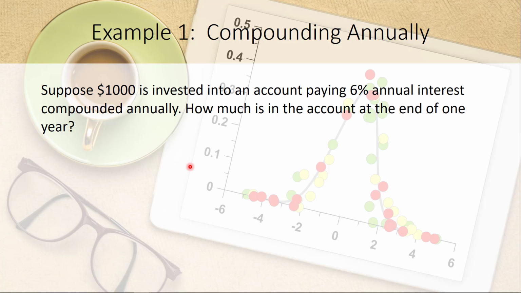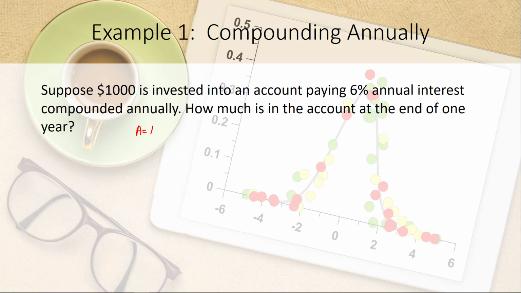And this brings us to our first example. Suppose that we have $1,000 and it's invested into an account that pays 6% annual interest, which is compounded annually. How much will you have at the end of 1 year? Well, since we're compounding it annually and we're going to be done at the end of 1 year, this really is a simple interest problem. So the equation that governs this is going to be our simple interest equation.